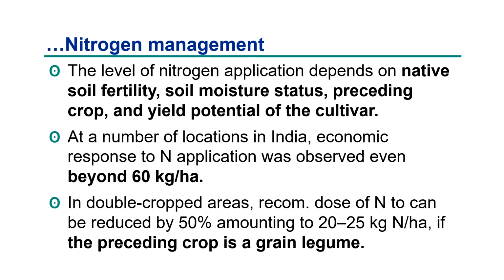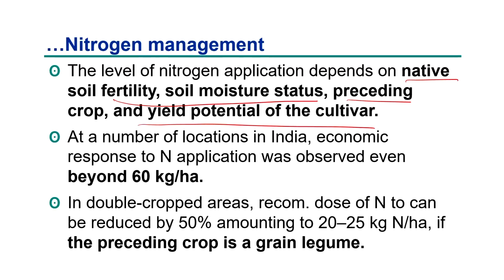The level of nitrogen application depends on native soil fertility, soil moisture status, preceding crop and yield potential of the cultivar. That means if your native fertility is high, then you are required to add less nutrient. Similarly, for soil moisture status, if you have a lower supply of moisture, then you have to supply lower doses of the fertilizer or nutrients. And also the yield potential of the cultivar is important. If you have high-yielding cultivars or hybrids, then the nutrient requirement will be high compared to the varieties.